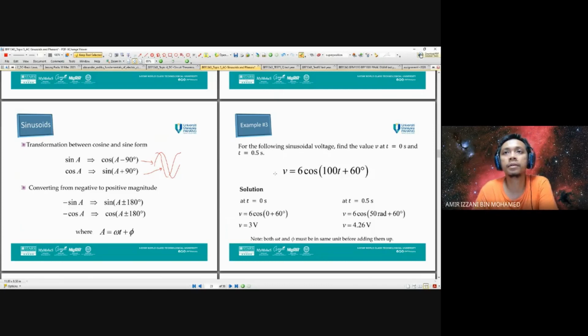Okay, example 3. For the following sinusoidal wave of voltage, find the value V at t equals 0 and t equals 0.5. So yes, replace the value. Replace the t into this equation, you will get the voltage.